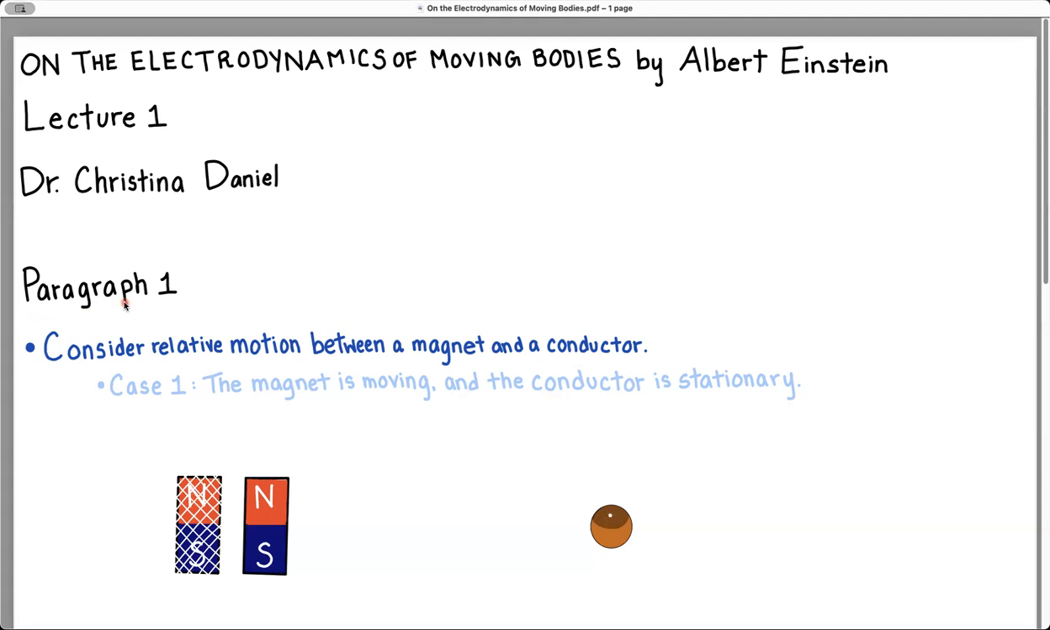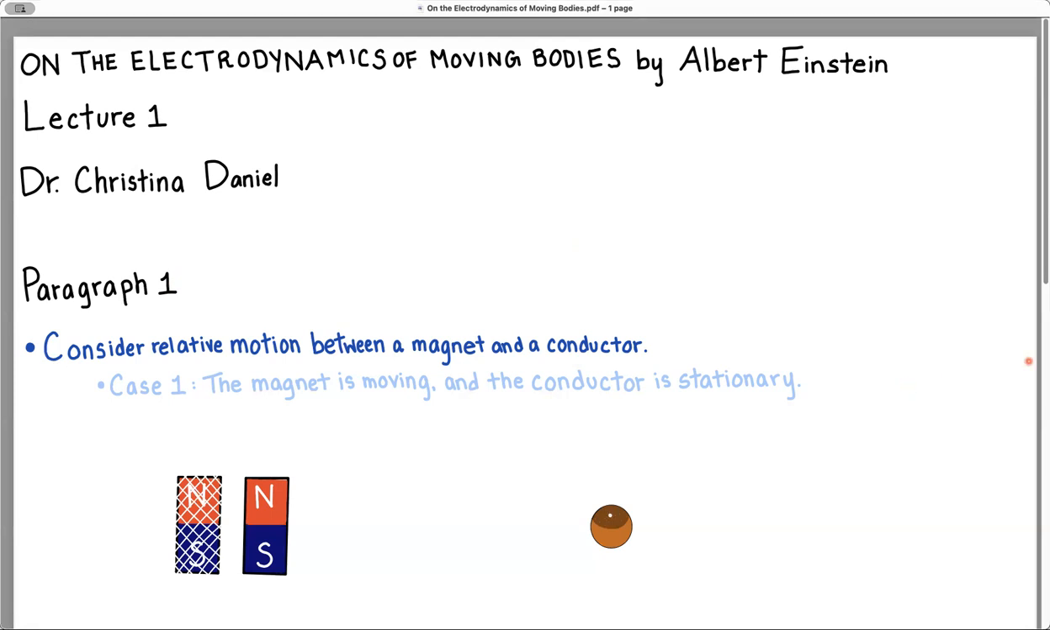This is the first lecture video about Albert Einstein's paper called On the Electrodynamics of Moving Bodies. In the first paragraph, Einstein presents a conundrum or inconsistency about Maxwell's electrodynamics and how that relates to moving bodies. So we already see why the title of this paper includes the phrase moving bodies.